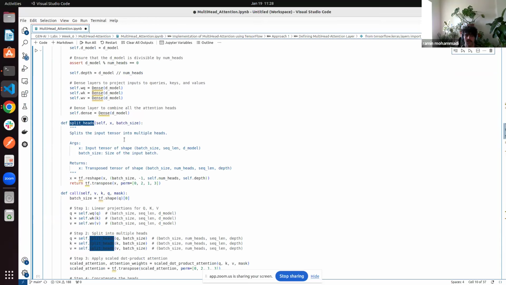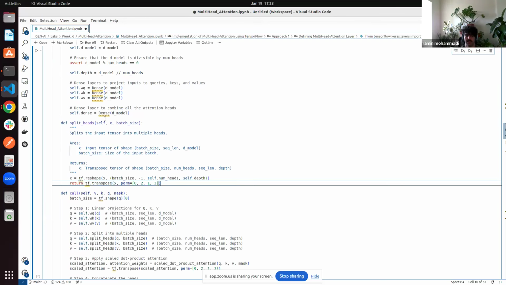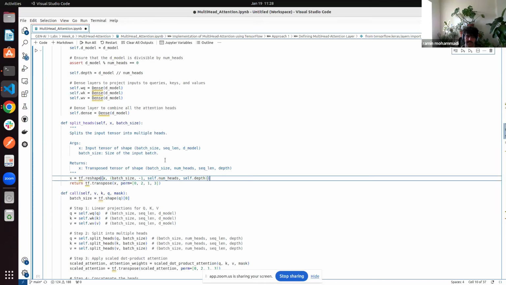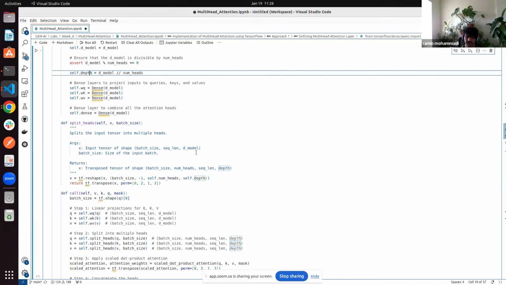Now we have a function called split_head. What this function does is it gets the X here, which is our input tensor. It first reshapes it and then transposes it. We want to be sure that this input has dimensions of number of heads and depth after we divide it into multiple heads, and that value was calculated here.